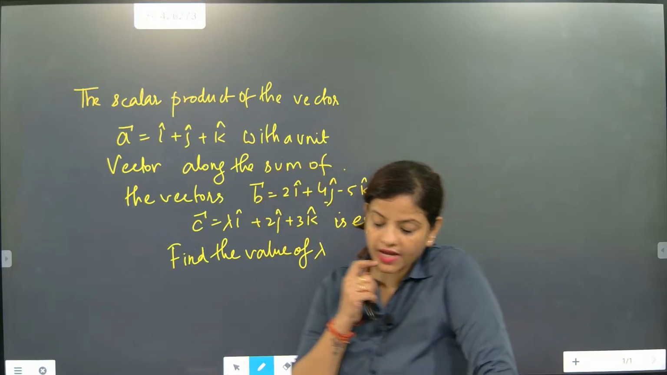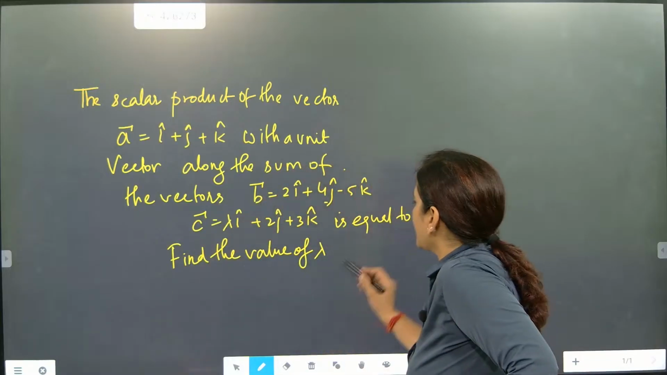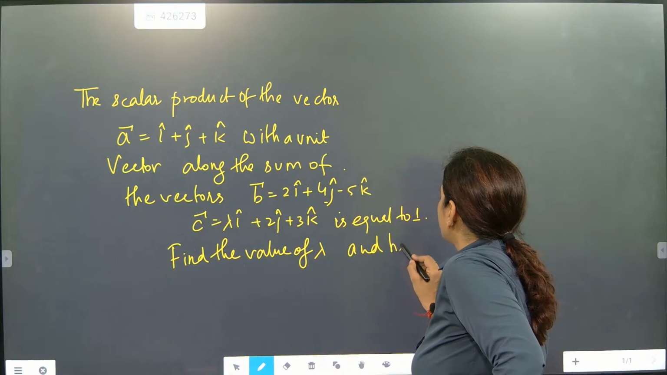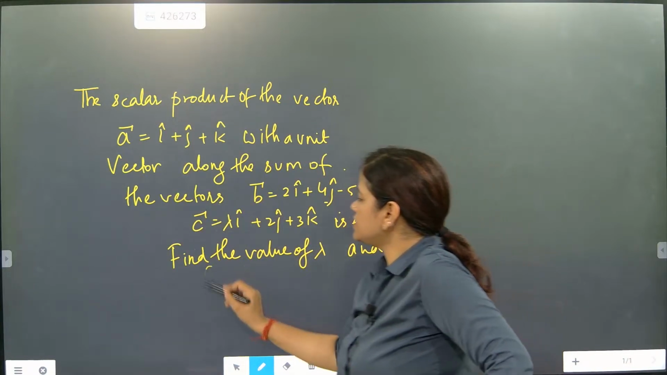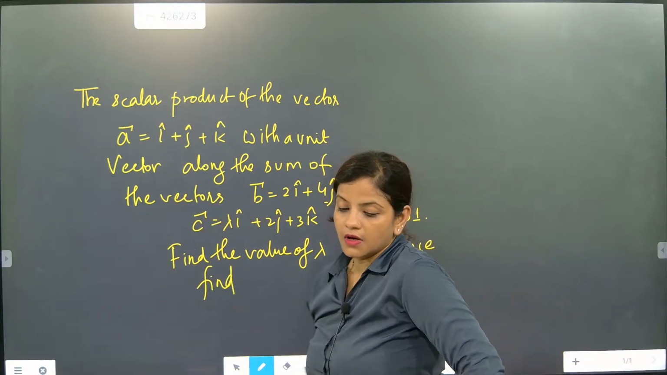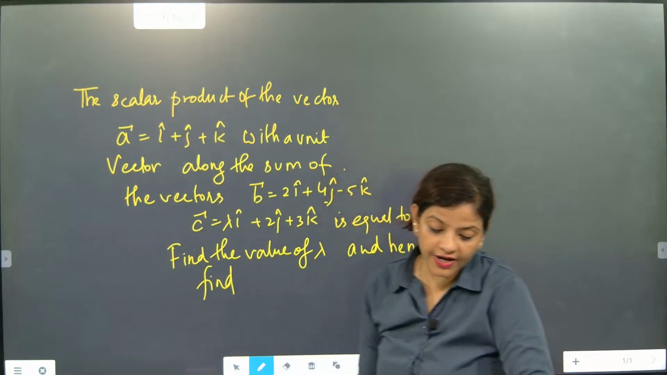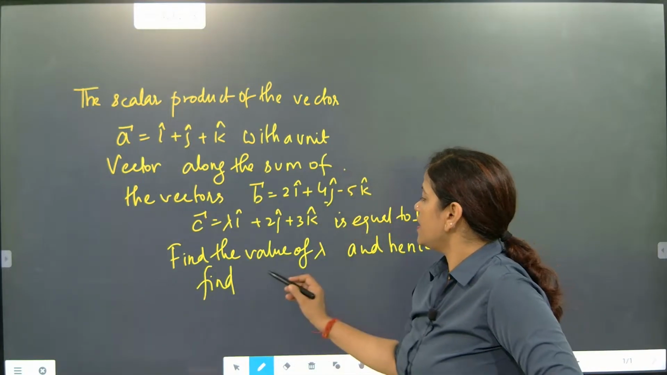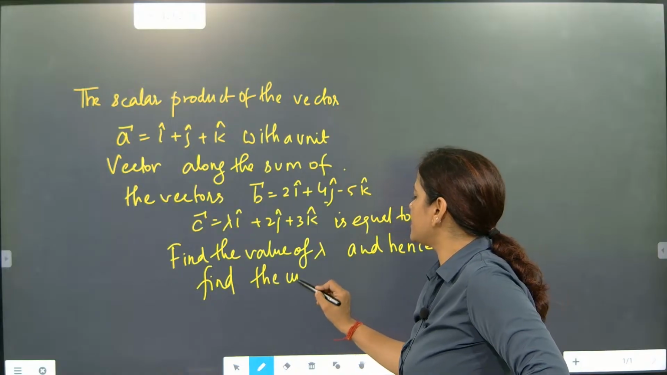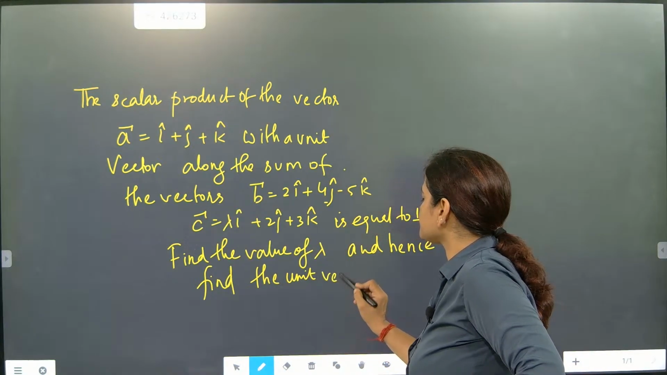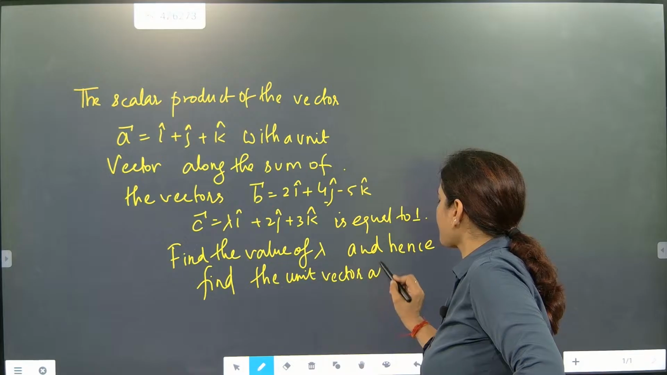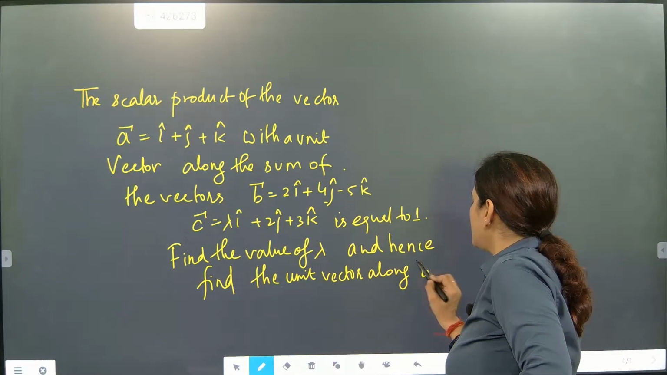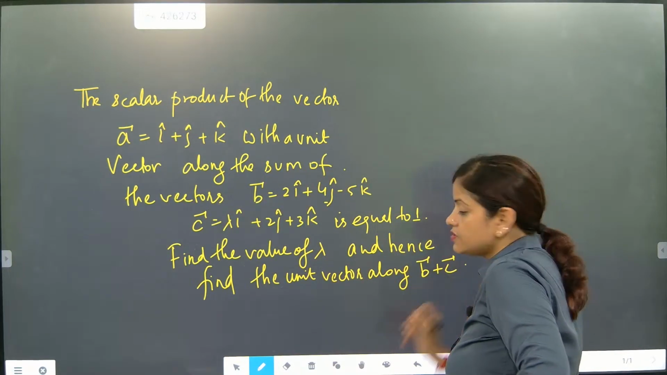Find the value of lambda and hence find the unit vector along b vector plus c vector. So this is what you have to find.